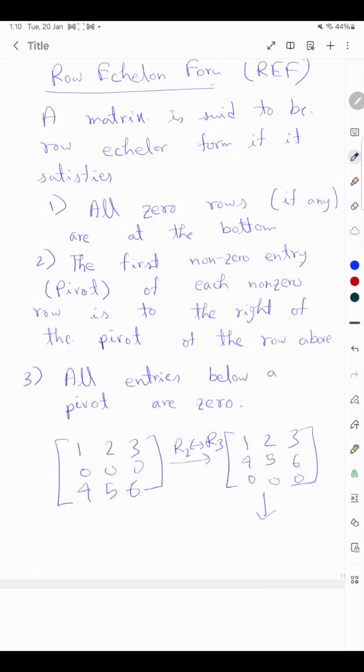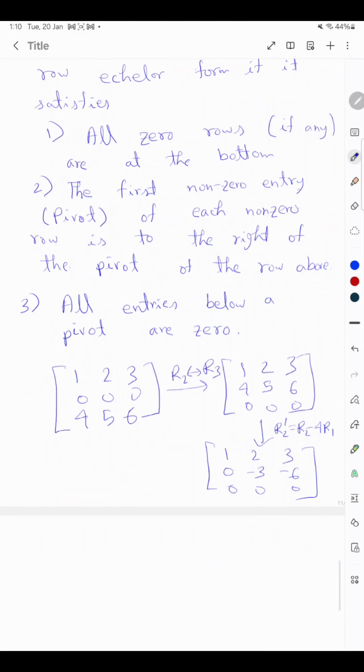So you need this type of operation: R2' will be R2 minus 4 R1. So what do you have? 1 2 3, then 0, 5 minus 8 is minus 3, 6 minus 12 is minus 6, 0. So you can say that this pivot element 1 is satisfying the third property, right?